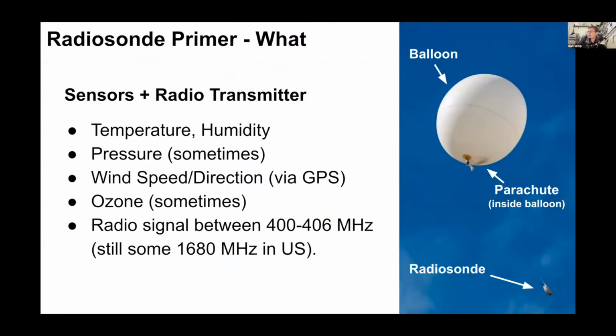So jumping across to radiosondes. I think most people here know what a radiosonde is, a sensor for doing meteorological research and producing data for weather models. Generally, it's a PCB with a radio transmitter, some sensors, and a microcontroller. Various common sensors: temperature, humidity, pressure, sometimes ozone, and of course wind speed and direction, usually via GPS nowadays. Radio signals vary depending upon where you are in the world, but most commonly between 400 and 406 megahertz. There are still some holdouts running on 1.68 gigahertz, though not many left.